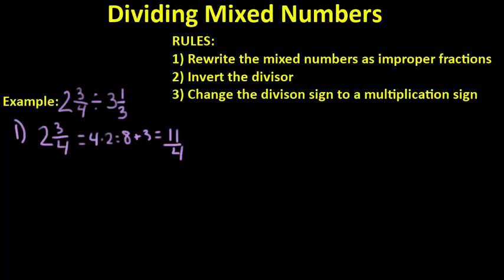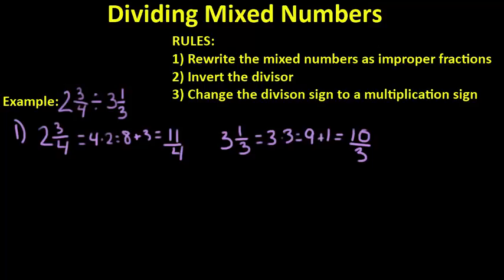The second half of that is 3 1/3. So the whole number times the denominator. 3 times 3 is 9. Adding in the numerator of 1, that's going to give you 10 all over the denominator of 3. So now you have your mixed numbers as improper fractions.